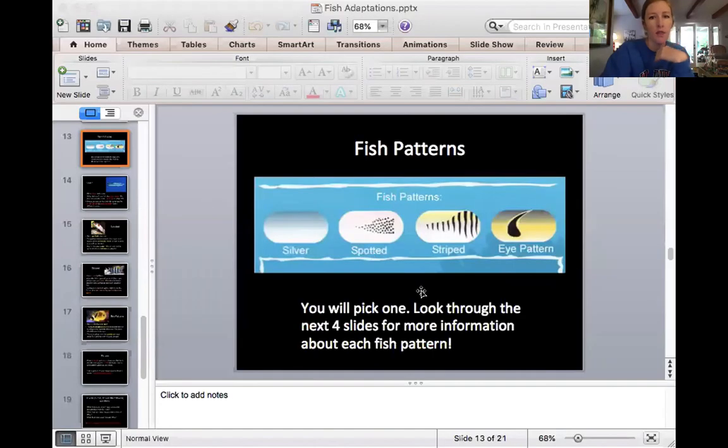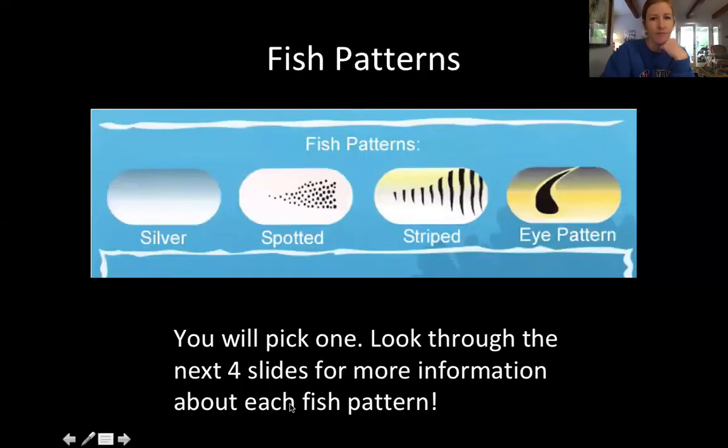Okay, let's look at the fish patterns. We have silver, spotted, striped, and then there is an eye pattern. So again, you'll pick one. And we'll look through the next four slides for more information. And again, try to pick a pattern that would go with the habitat that your fish lives in.